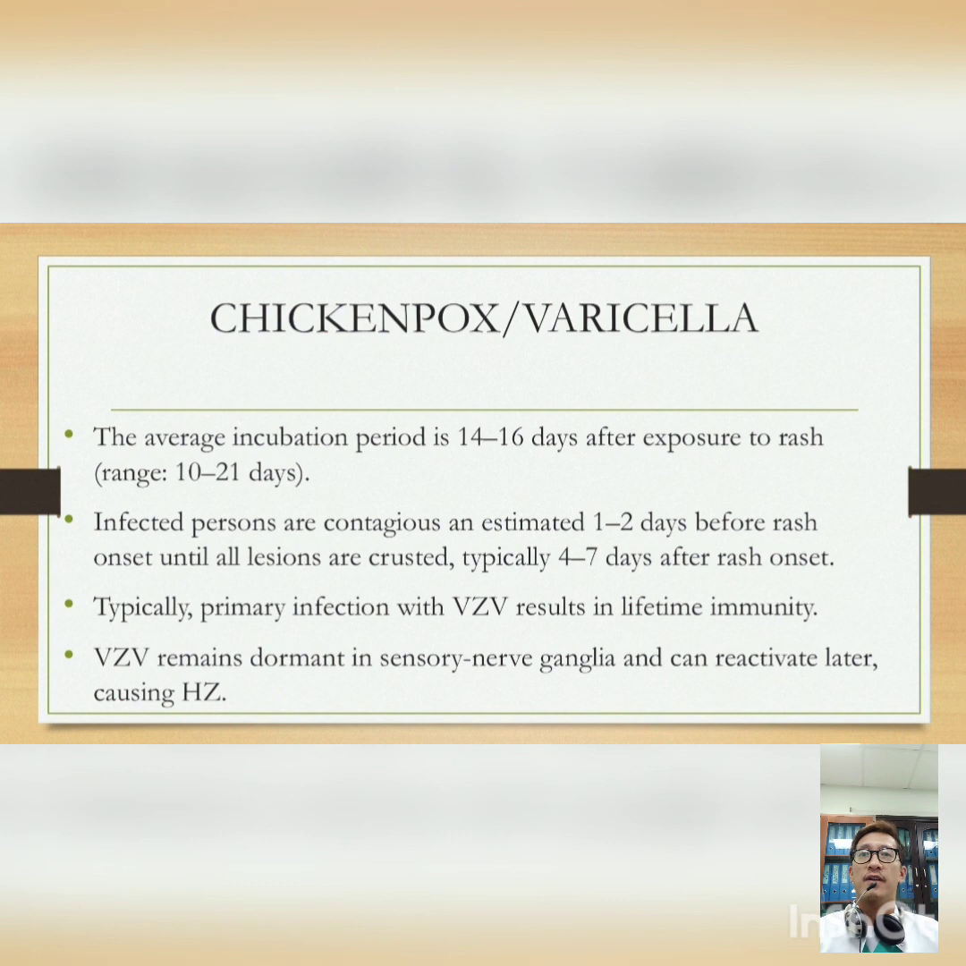The average incubation period is 14 to 16 days after exposure to rash, ranging from 10 to 21 days. Infected persons are contagious an estimated 1 to 2 days before rash onset until all lesions are crusted, typically 4 to 7 days after rash onset. Typically, primary infection with VZV results in lifetime immunity. VZV remains dormant in sensory nerve ganglia and can reactivate later, causing herpes zoster, or shingles.